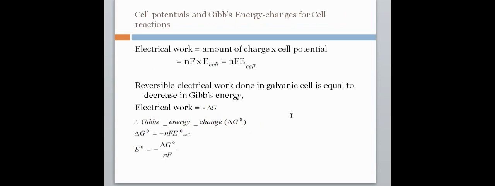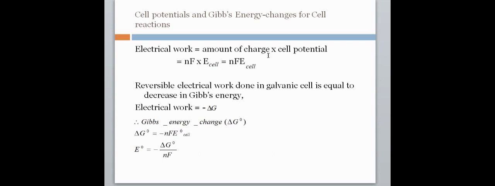Let's take a look at cell potentials and Gibbs energy changes for cell reactions. Remember we did Gibbs energy in the chapter on chemical thermodynamics. So the same energy for cell reactions and cell potentials can also be found out. Let's check out how. Now what is electrical work? Electrical work is nothing but the amount of charge multiplied by cell potential.